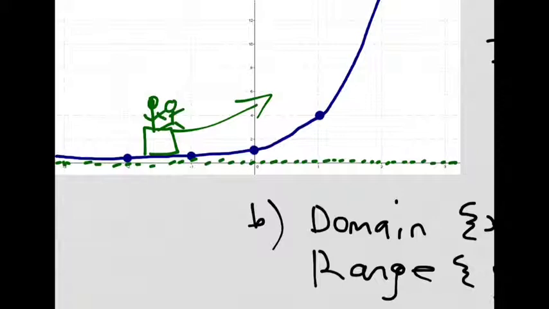So as I go forever and ever and ever to the left, I will see this blue line get closer and closer and closer and closer to that green line, but it will never touch it, which is one of those strange paradoxes about math where you can forever get closer to something but never actually get there.